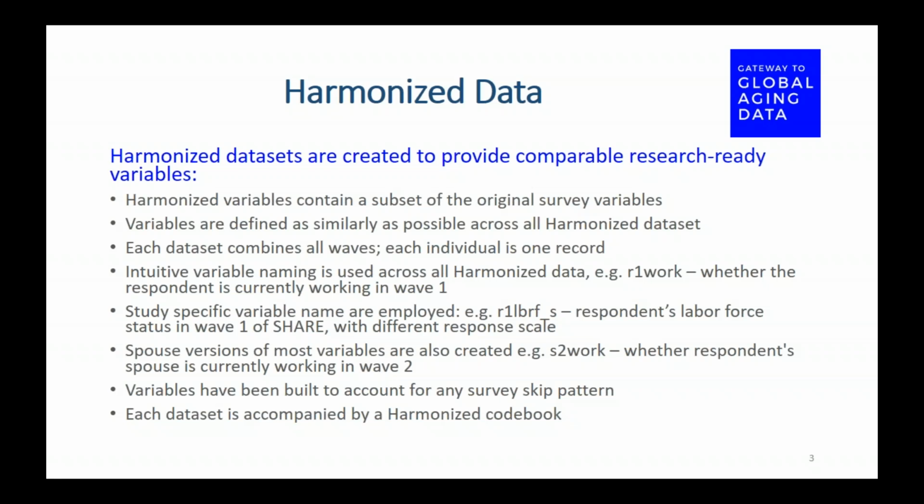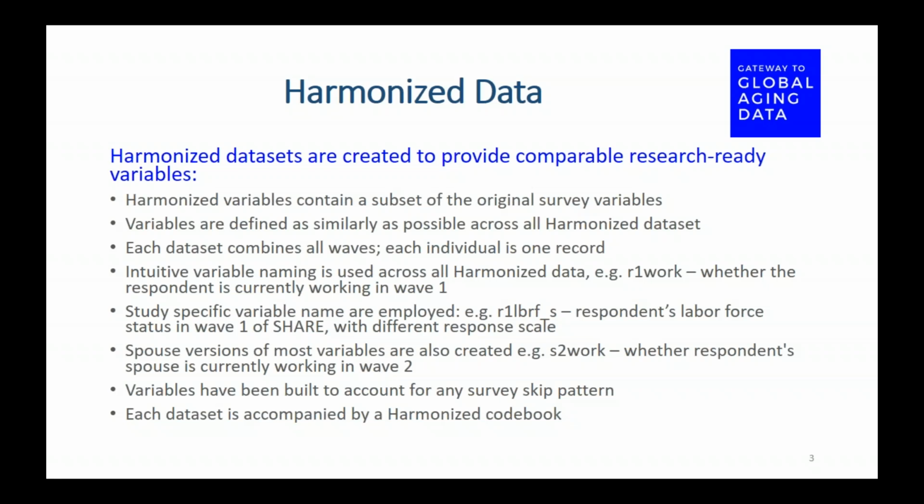Our variables are considered research ready, and that means that they have been built to account for any survey skip pattern, and each data set is accompanied by a harmonized codebook. Harmonized data sets can be downloaded or created from the Gateway to Global Aging data.